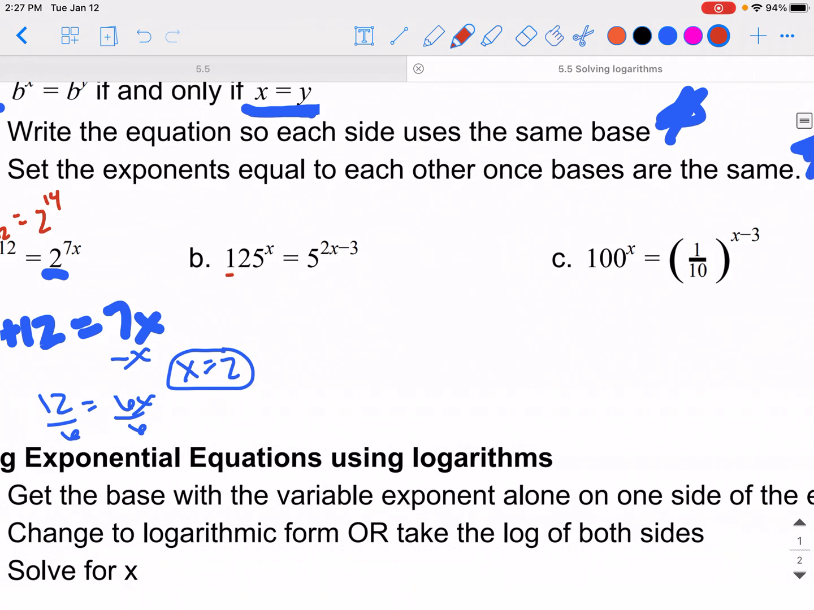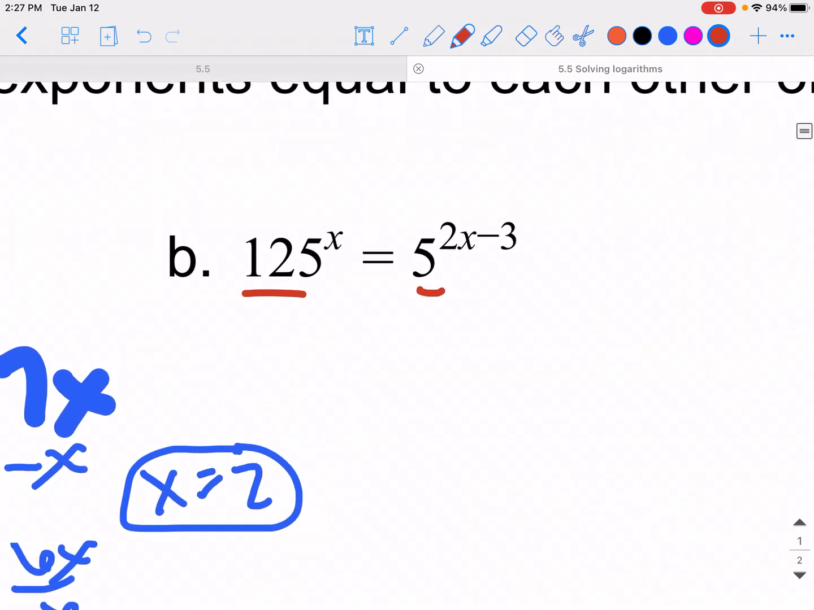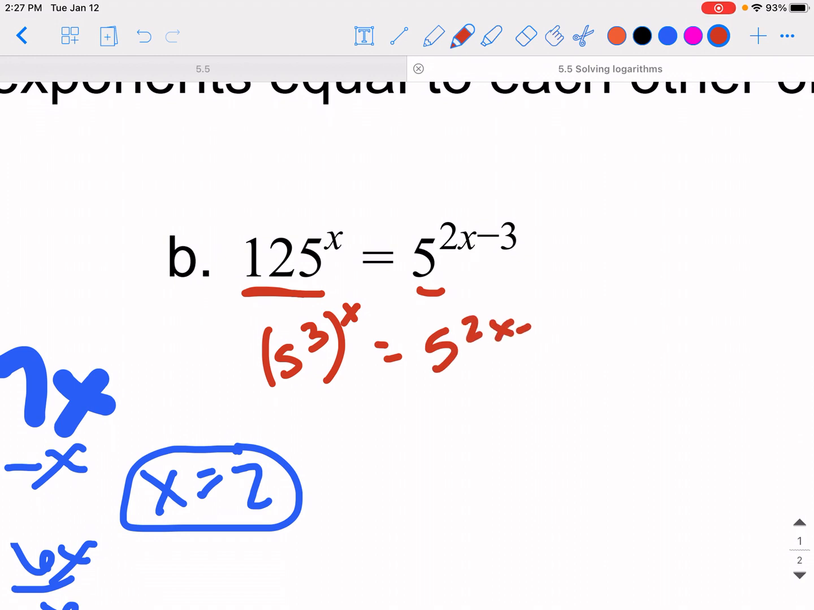Okay, let's look here on B. This one's a little different. We don't have the same base, but if I recognize some patterns and have some number sense, then I can see that 125 is the same thing as 5 cubed. I'm going to verify that real quick. Yeah, 5 cubed is 125. And so this is 5 cubed to the x power. That's the same thing as 125 to the x power, equal to 5 to the x minus 3.